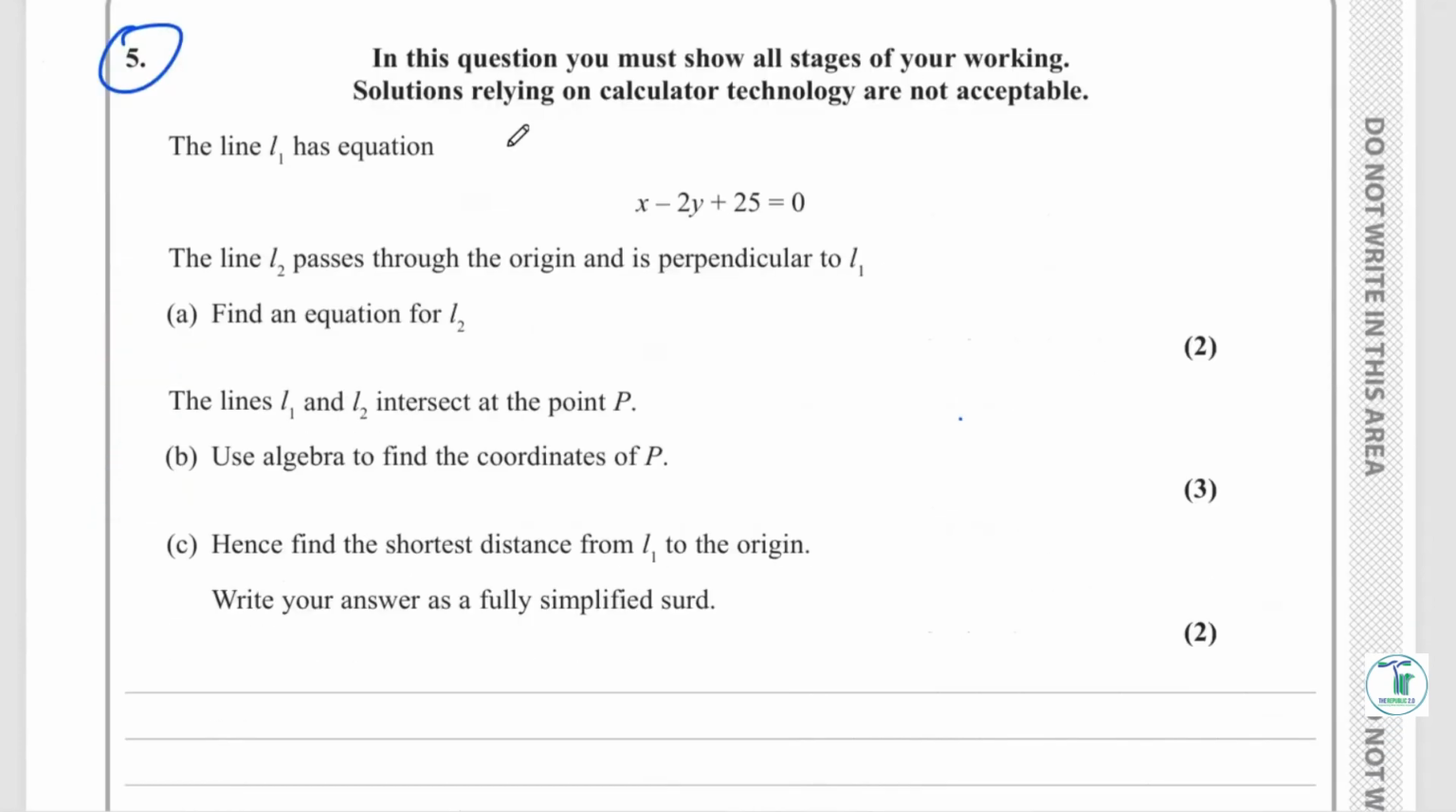The line L1 has equation x minus 2y plus 25 equals 0. The line L2 passes through the origin and is perpendicular to L1. So if it is perpendicular to L1, the slope of L2 should be the negative reciprocal, and we've already got the point, which is the origin.